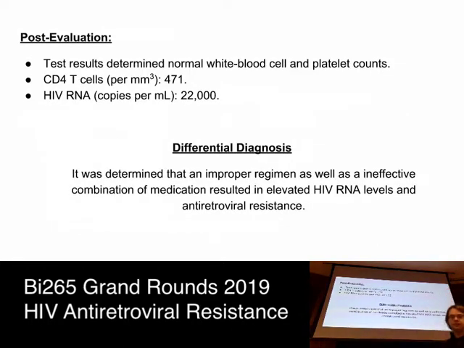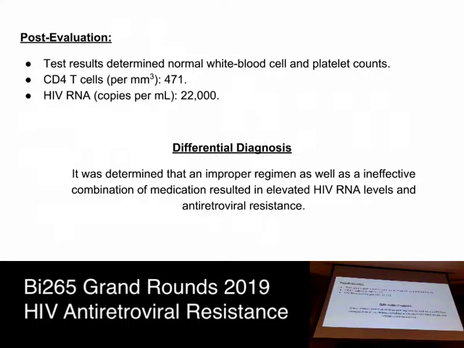And in the post-evaluation, we see an improvement in T cell count, still little change in RNA count, but overall, he's returning to pretty normal or improved white blood cell counts and platelet counts. Which leads us to our differential diagnosis, which we concurred with Dr. Myers, which was that there was an improper retroviral medication regimen, as well as an ineffective combination of medications, which resulted in this highly elevated RNA level.